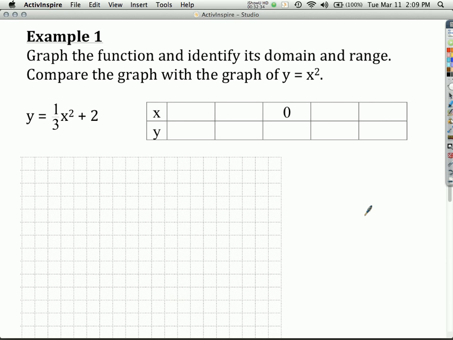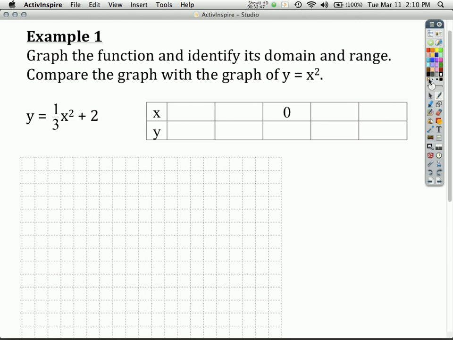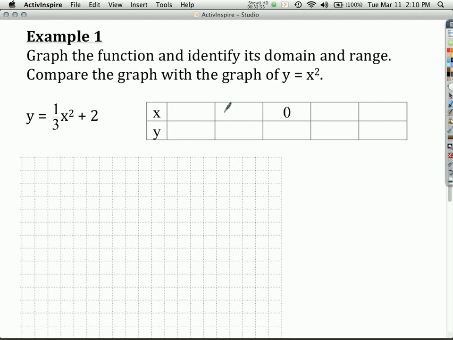So, graph the function. Identify its domain and range, and then compare with the parent function. So here's what we're going to do. We are going to learn how to graph this. We're going to do something with this. We're going to graph here.